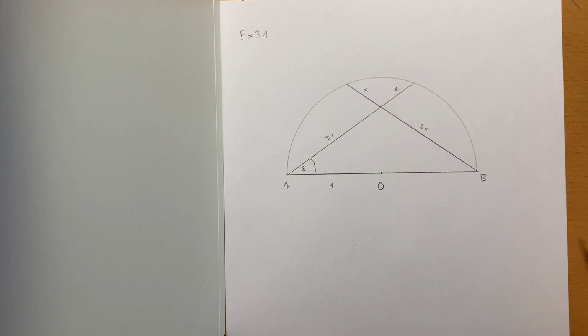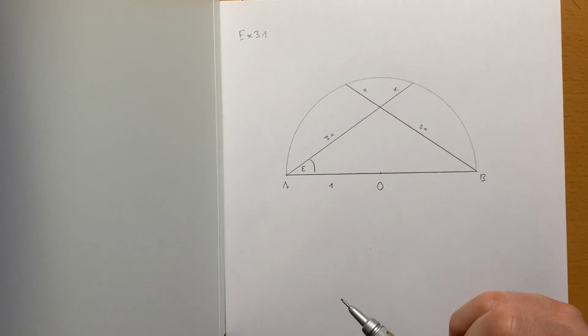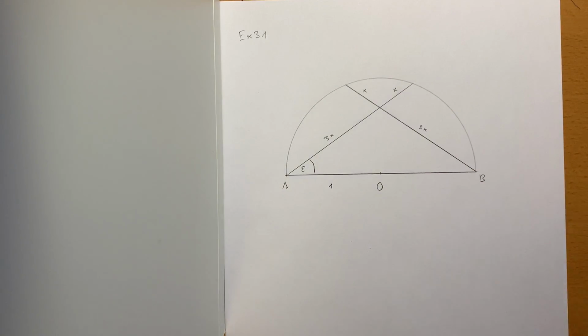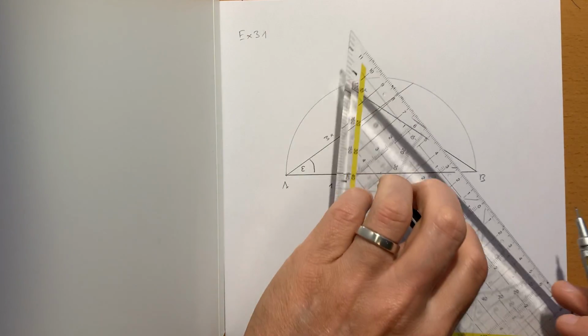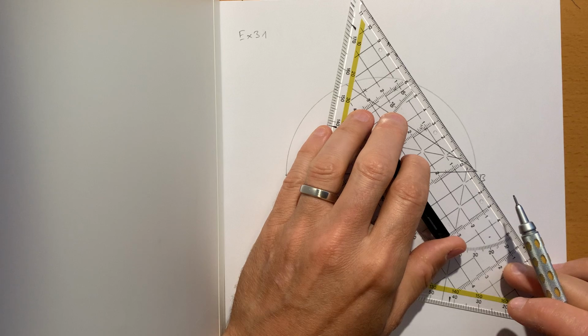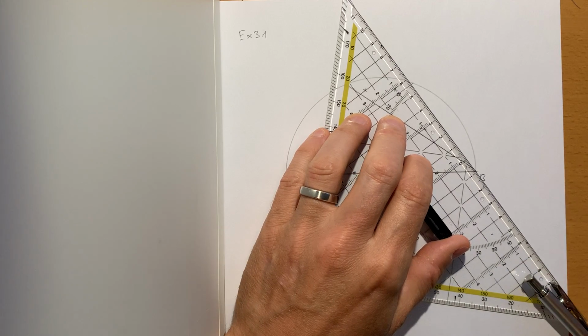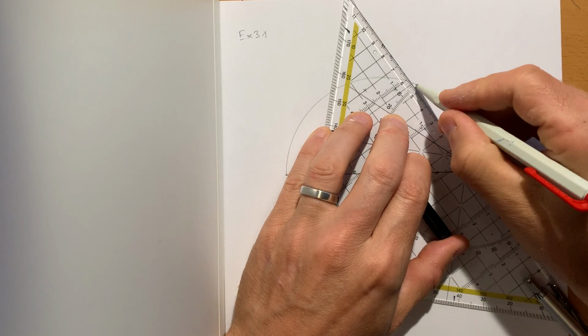Hi, I'm Mr. Huber, and in this video we're going to talk about exercise 31. We need to work out x and epsilon. Well, as you can see, it's in a semicircle. Everything happens in a semicircle. So let's introduce this line here. I'm going to introduce it in red.